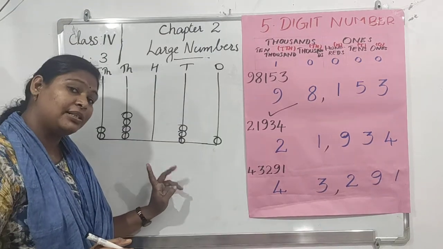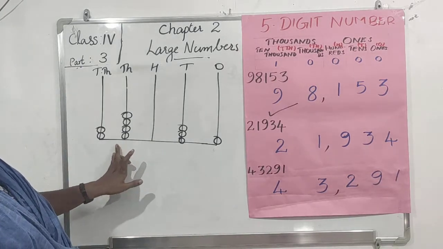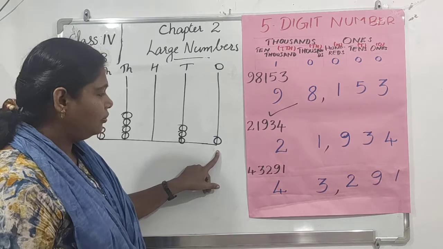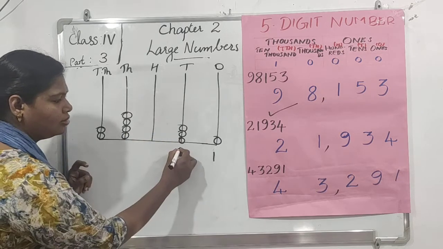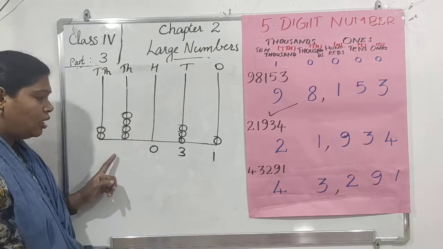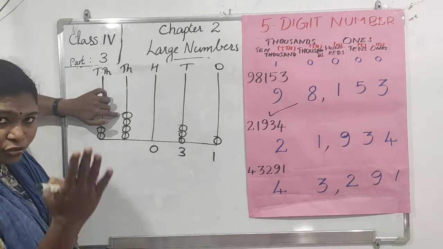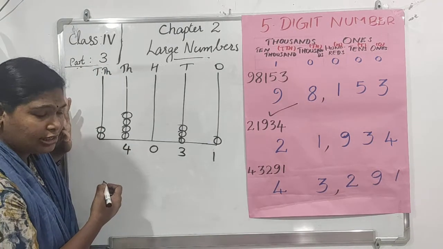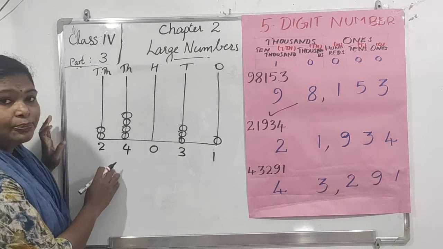Then we are going to study the representation in abacus. Already we know abacus place values: 1s, 10s, 100s, 1000s, 10,000s. We put all beads on each stem. How many beads in the 1s place? 1. How many beads in the 10s place? 1, 2, 3. So 3 beads. Any beads in the 100s place? No. So we have to write 0. And in the 1000s place, how many beads are here? 1, 2, 3, 4. So 4 beads are there. How many beads in the 10,000s place? 1, 2. 2 beads in the 10,000s place. So this is a representation in abacus.